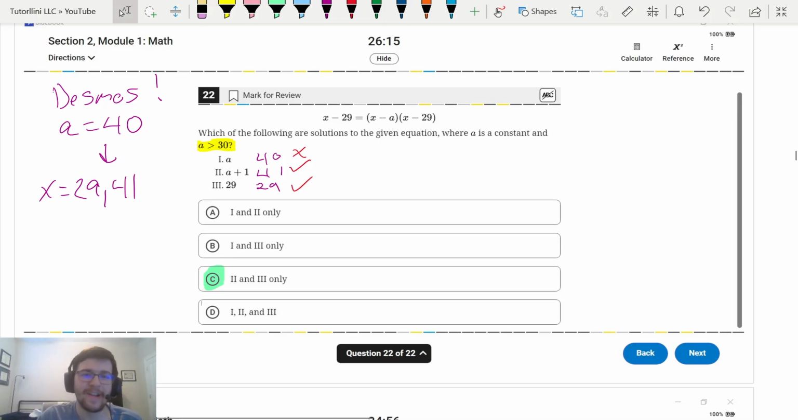Wow, see? This might be the hardest question on the whole section, and if we just pick a number for a, we can guess and check very easily if it's multiple choice. If this were a grid-in, you'd pretty much have to do this one by hand.